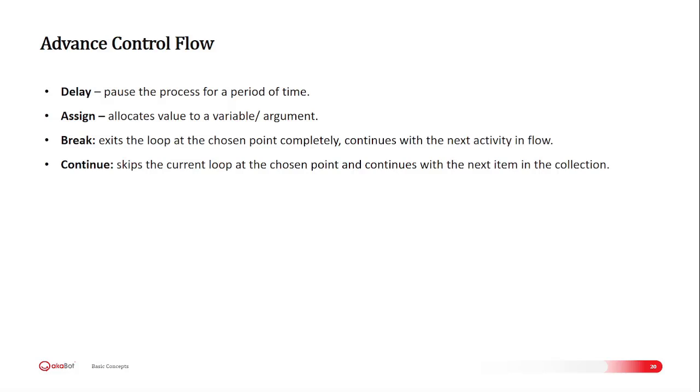And finally, there's continue. This activity allows you to skip the current iteration of a loop and continue with the next item in the collection. For example, if you are processing a list of data and encounter an item that doesn't meet your criteria, you can skip it and continue with the next item, keeping the workflow running smoothly without unnecessary steps.